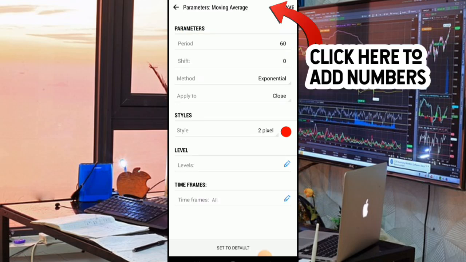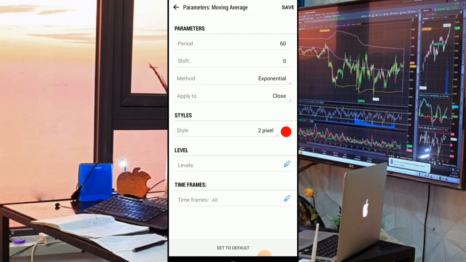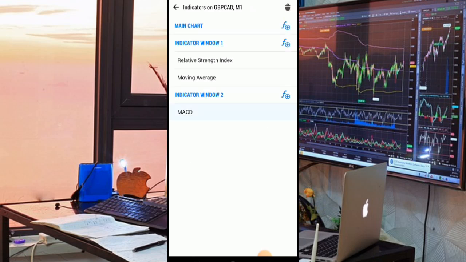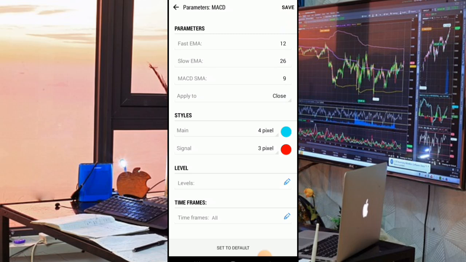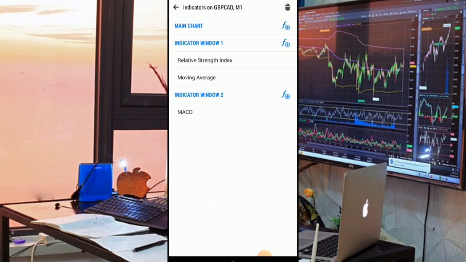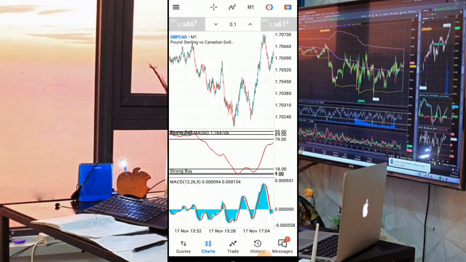And then for the moving average, the settings are as follows. We are going to be using period 60, shift 0, method exponential, apply to close, 2 pixel, and then you click save once again. Then for the MACD, these are the settings. You're going to use 12, and then you're going to use 26, 9, close, 4 pixel, 3 pixel, and then we click save. And then as you can see, these are the indicators that are reflecting on this side. So that is how you get to have this beautiful chart over here.